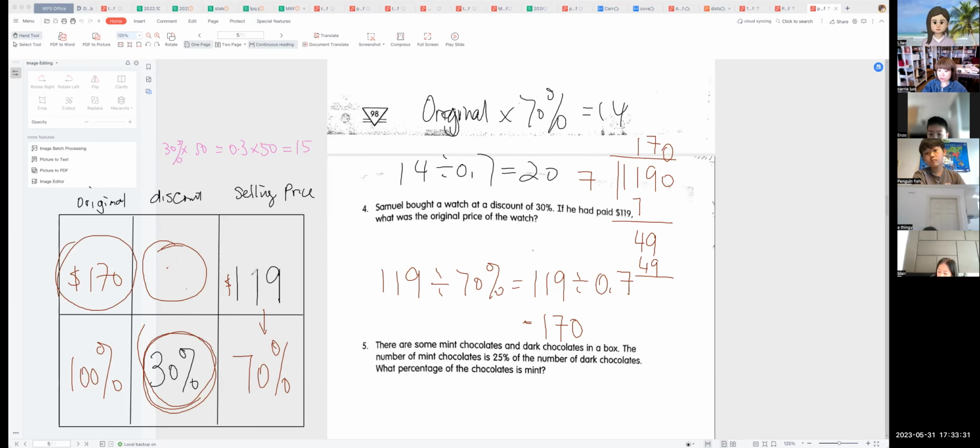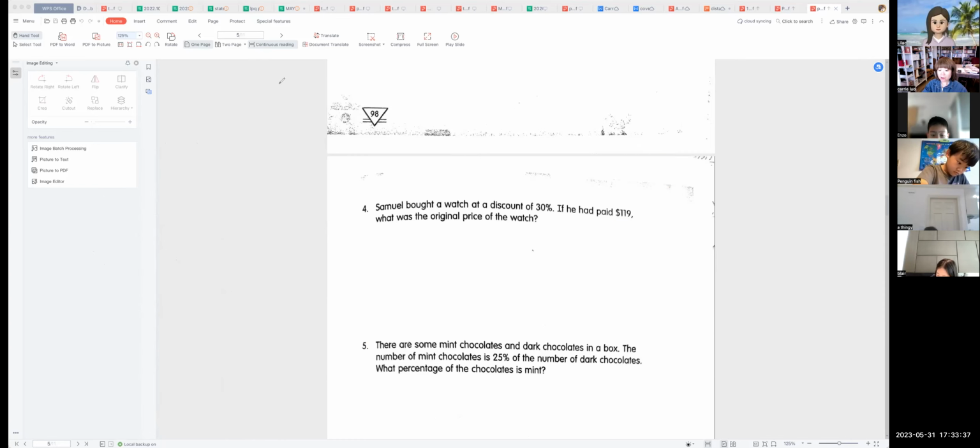Okay, 这个表很重要，这个表很好, okay? So let's take a look at number 5, okay? So number 5, everybody, you do it yourself. There are some mint chocolate and dark chocolate in a box. The number of mint chocolate is 25% of the number of the dark chocolate. What percentage of the chocolates is mint? So this question is exactly like the first question we did, okay? So draw the diagrams, okay? 把那个小方块画出来也可以，或者你喜欢用 decimal 也可以, okay?